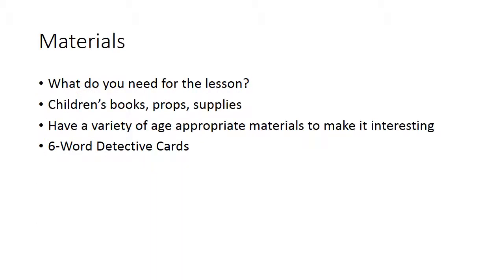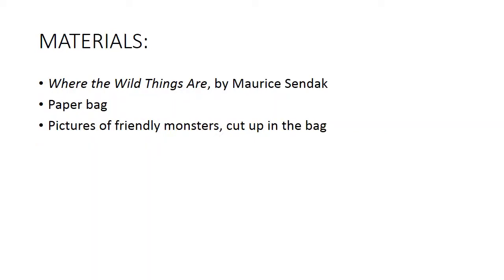The materials section means what do you need for the lesson? You might need books, props, supplies, or anything else that you need to make the lesson happen. You should list. In my lesson, I will need the book Where the Wild Things Are by Maurice Sendak, a big paper bag, pictures of friendly monsters cut up in the bag, and I will also need what I'm calling the 6W detective cards, which will become clearer in a moment.